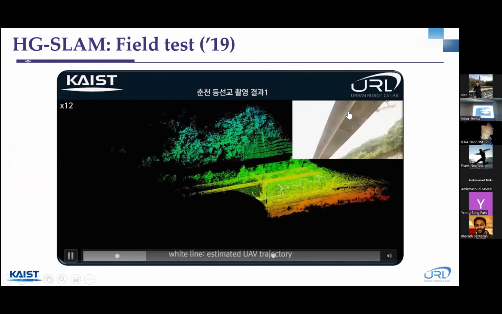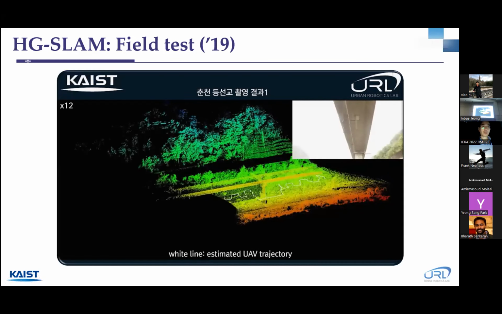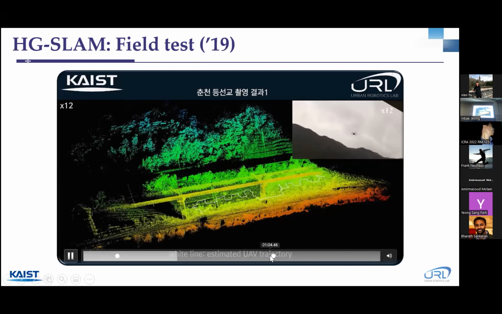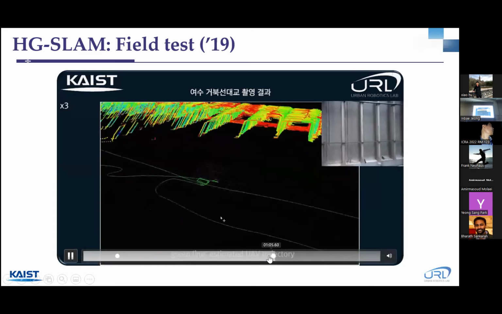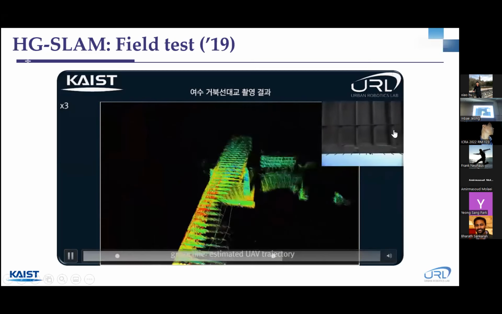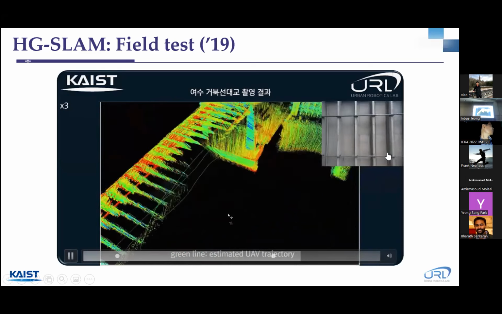Underneath the bridge, we don't have the GPS signal, so this is quite a challenging situation. We can build this 3D map autonomously. And this is the second site. By installing the DSLR camera, we can capture high resolution images of the underneath side of the bridges.